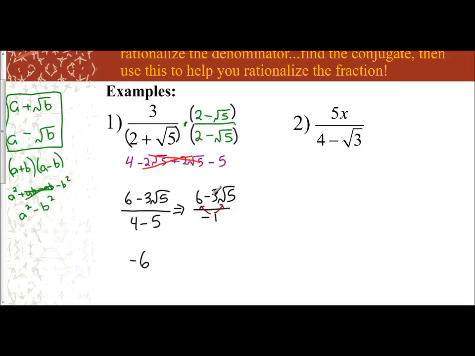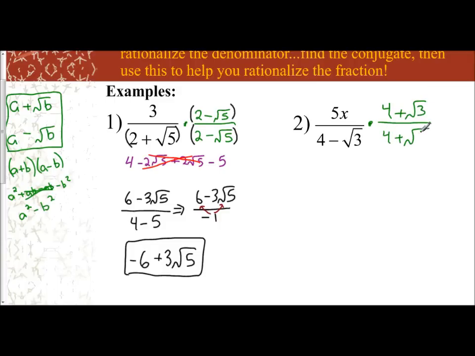Negative 3 divided by negative 1 is actually positive 3. So my final answer is actually negative 6 plus 3 square root of 5. Let's try this example. I have 4 minus radical 3 in the bottom. So I'm going to rationalize it by multiplying by 4 plus radical 3 in the top and 4 plus radical 3 in the bottom, my clever form of 1, just changing the operation.